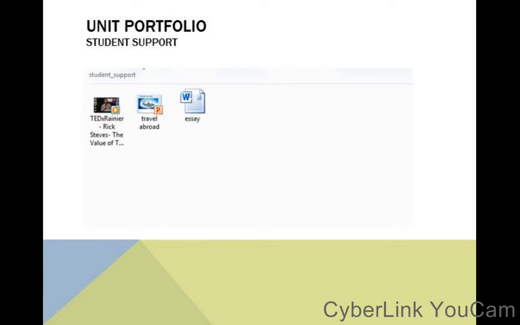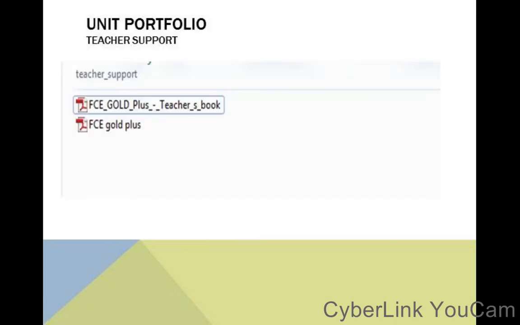And student support is also necessary to help them gain the knowledge of what they are studying. It includes a video, a PowerPoint, and an essay. For teacher support, it includes the syllabus and the teacher's book.